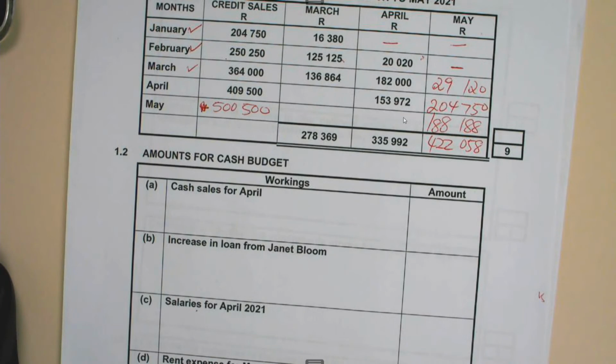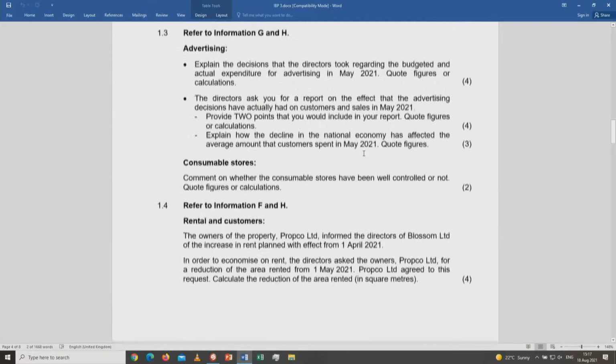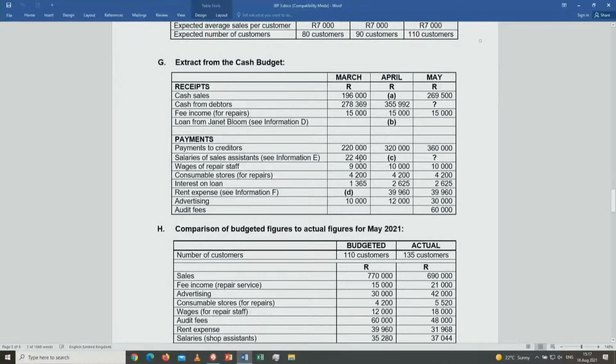Then we go to 1.2. Let's go to our question. 1.2 says calculate the missing amounts indicated by A to D in the cash budget. A to D. Right? Let's go check our cash budget. A, cash sales for April. Right. Good question, this one.